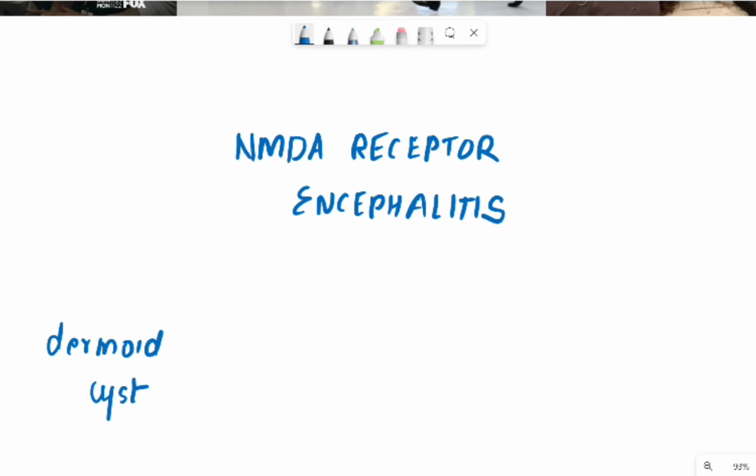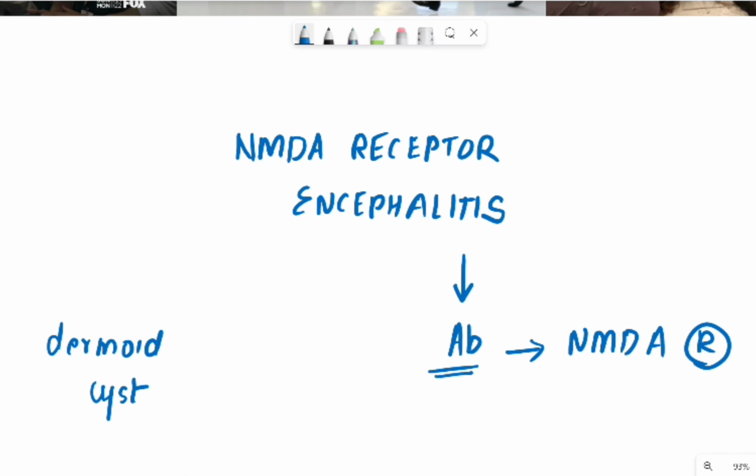Basically, in this disease, there are antibodies. So, it is an immune mediated encephalitis. There are antibodies which are mainly produced against the NMDA receptor. And as we all know, the NMDA receptor is mainly present in the nervous system. It is one of the main receptors or the proteins which are present in the brain.